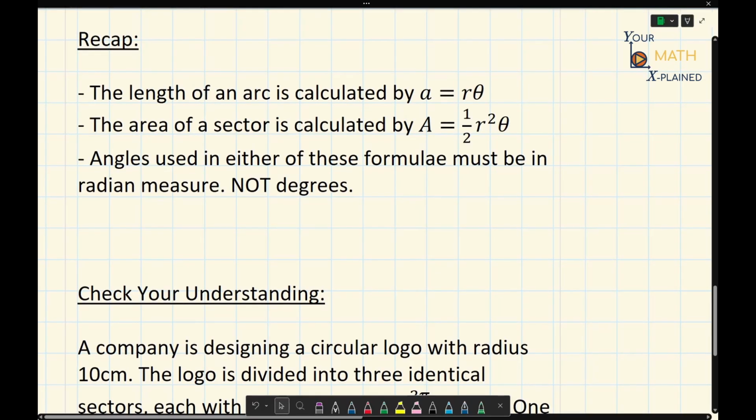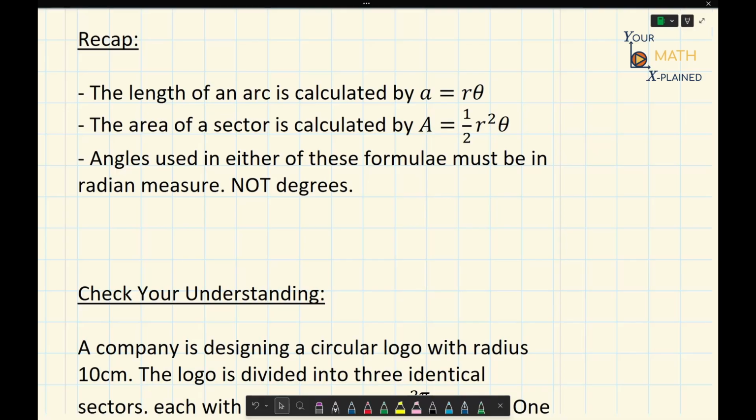And now let's go ahead and do a recap of what we covered in this video. We went over the formula for finding the arc length, which is A is equal to r times theta. We also went over the formula for finding the area of a sector, which is equal to 1/2 times r squared times theta. And the very important thing that we must remember is that for both of these formulas, this angle theta must be in radians, not degrees. So if your question gives you the angle in degrees, the first thing you have to do is convert it to radians before you can substitute that number into one of these two formulas.